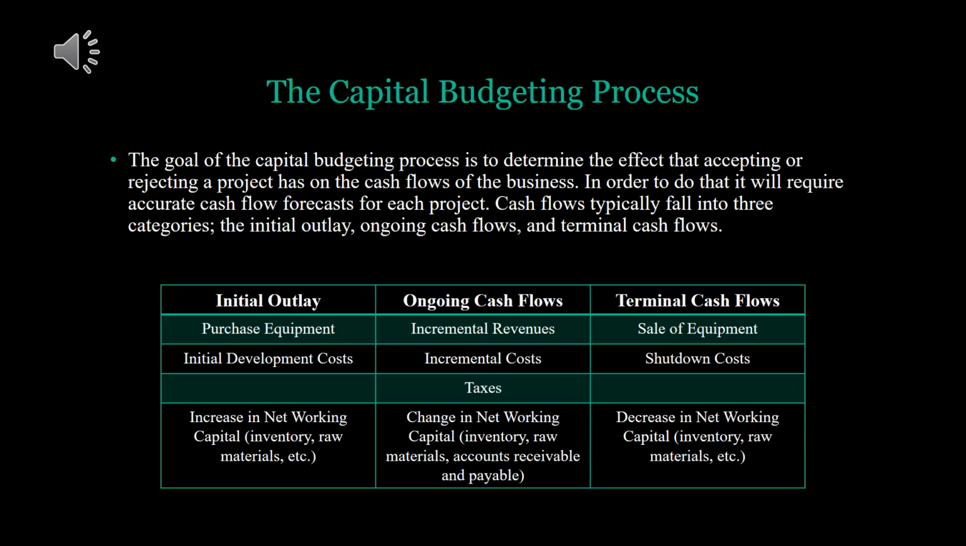The initial outlay is purchase of equipment, initial development cost, and an increase in net working capital, which is inventory, raw materials, etc. Ongoing cash flows would be incremental revenues, incremental costs, taxes, and a change in net working capital, which is inventory, raw materials, accounts receivable, and accounts payable. Terminal cash flows would be a sale of equipment, shutdown cost, and a decrease in net working capital, which is again inventory, raw materials, etc.